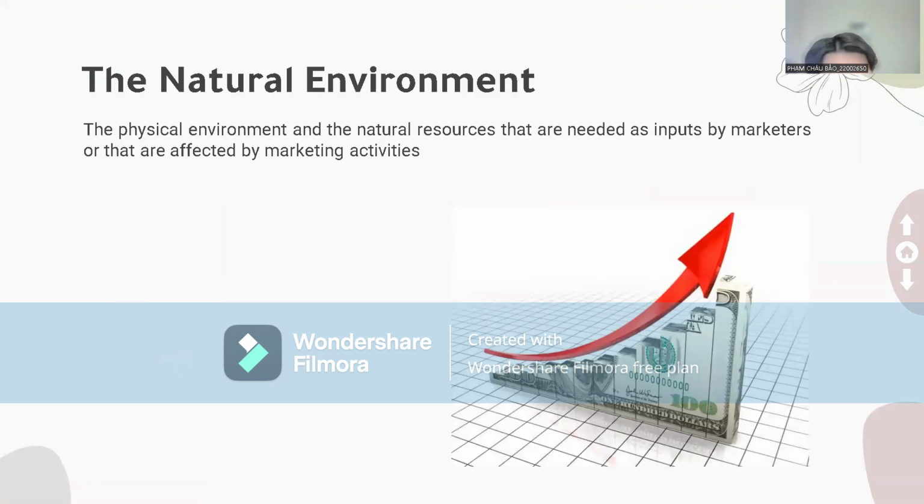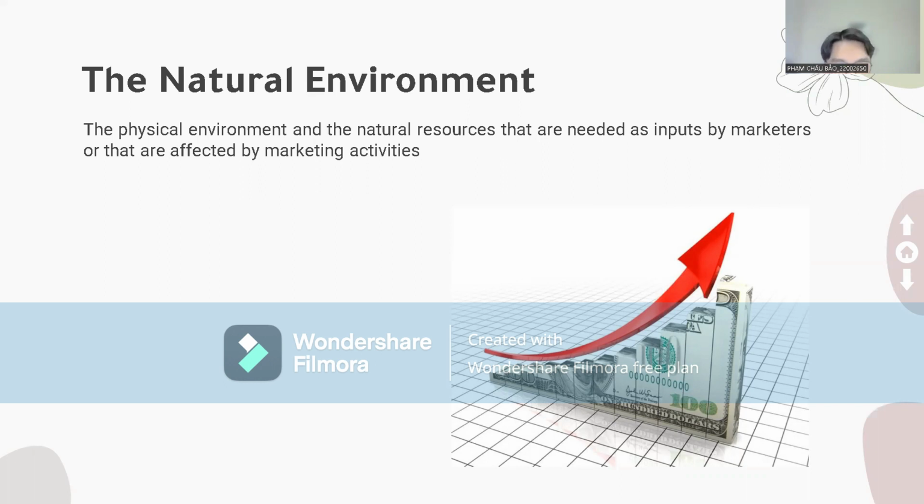First we have the natural environment. As you can see, you can easily know its meaning by the name: natural environment. The natural environment is the physical environment and the natural resources that are needed as inputs by marketers or that are affected by marketing activities.